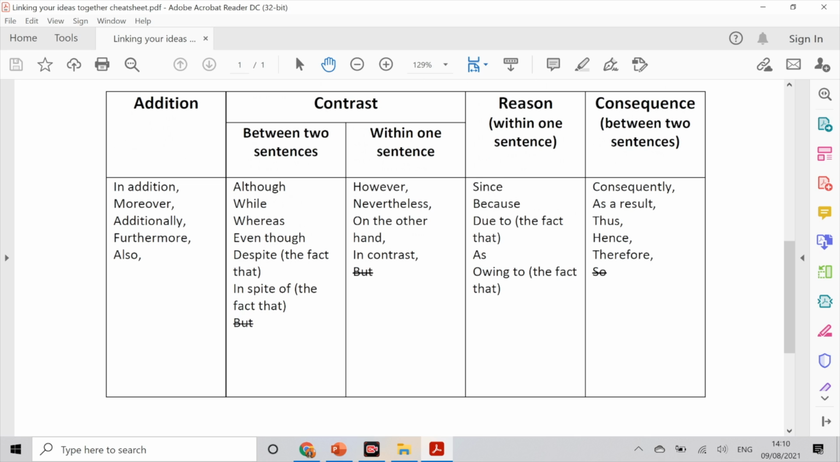So here are the words that we would use for addition. What I mean by addition is adding kind of similar information, right? Or adding information on the same topic to what you've already said.